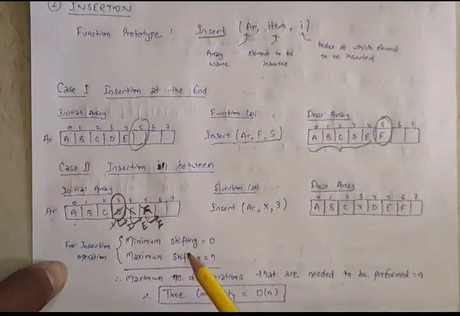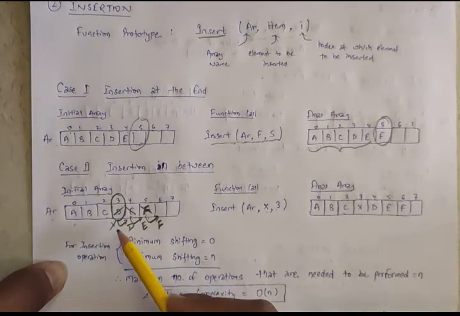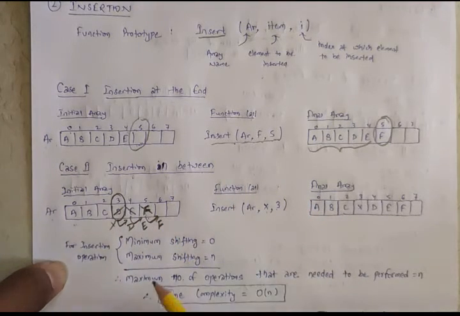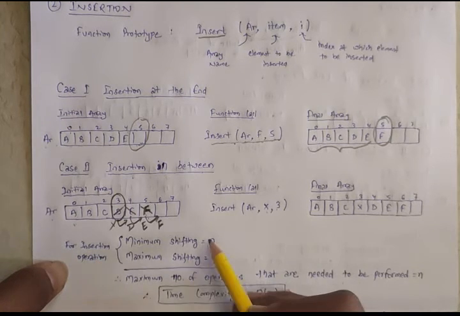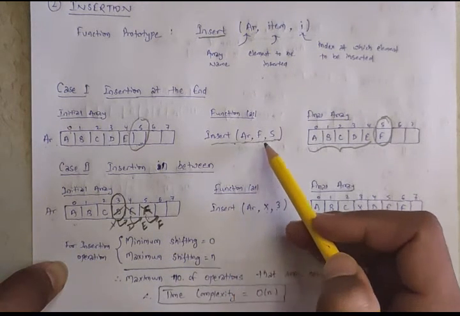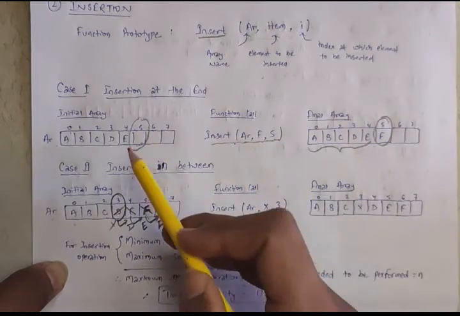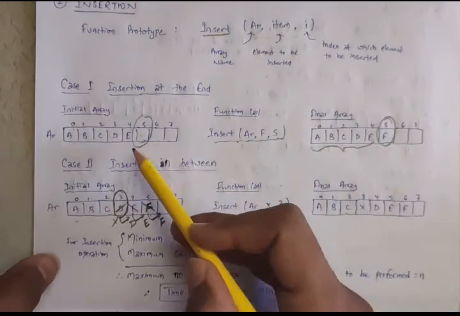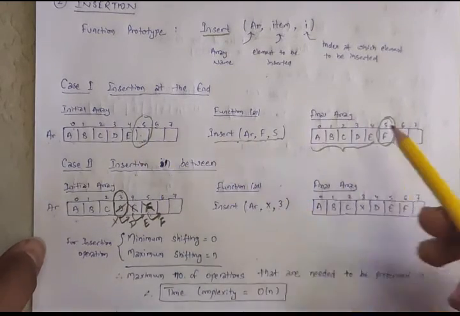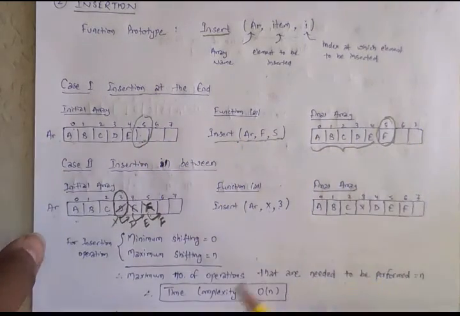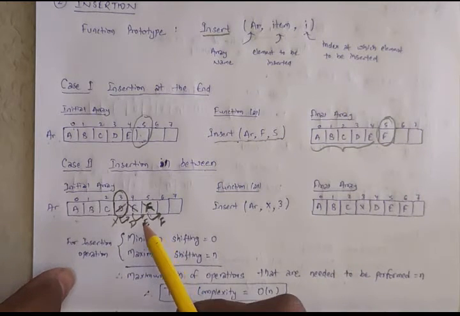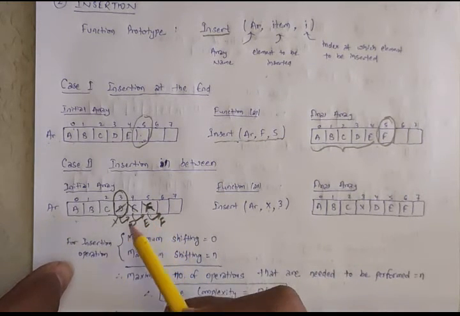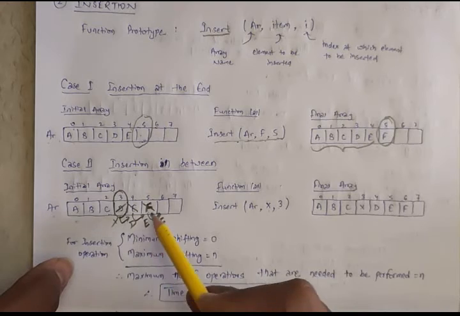The operation which we have performed is this shifting operation. So minimum shifting for this insertion operation is 0 when the element has been inserted at the end. If we have to insert an element here, we don't need to shift anything. So we just go and place F over here. But if we have to insert any element in between, we need to shift the elements.